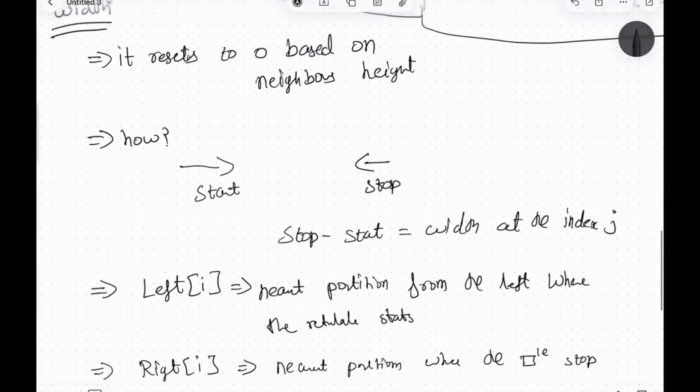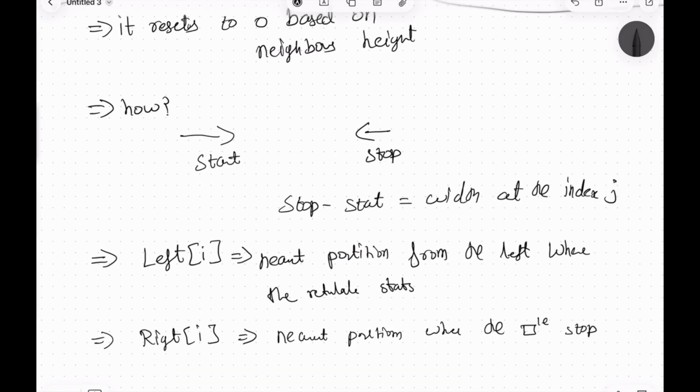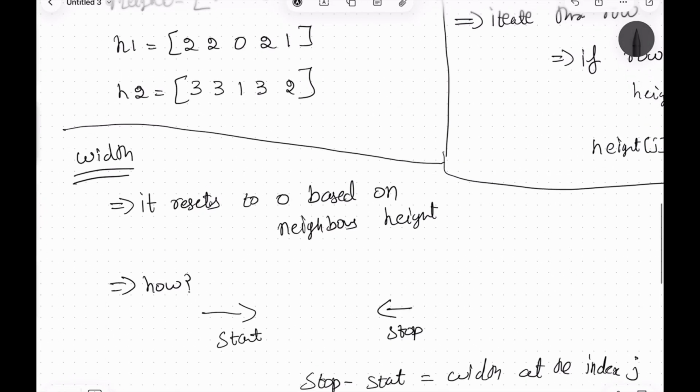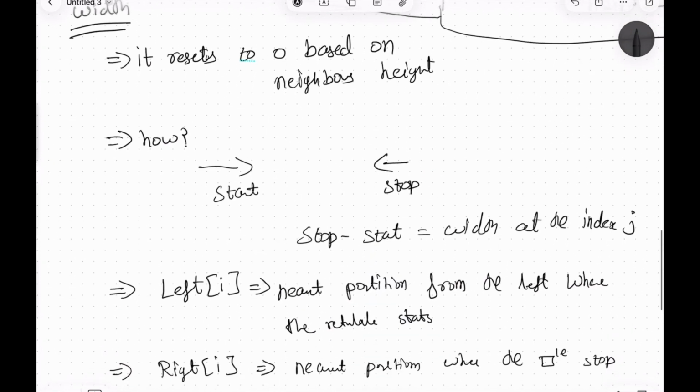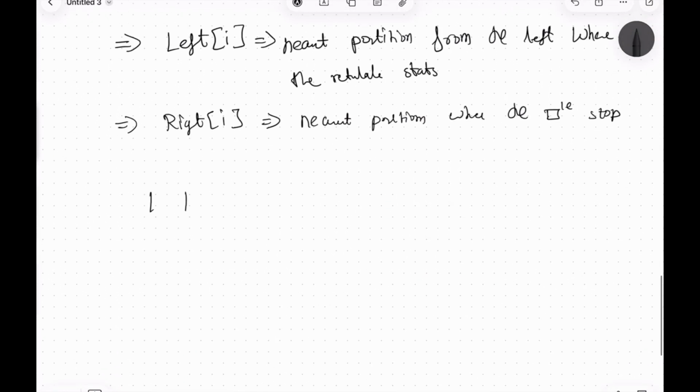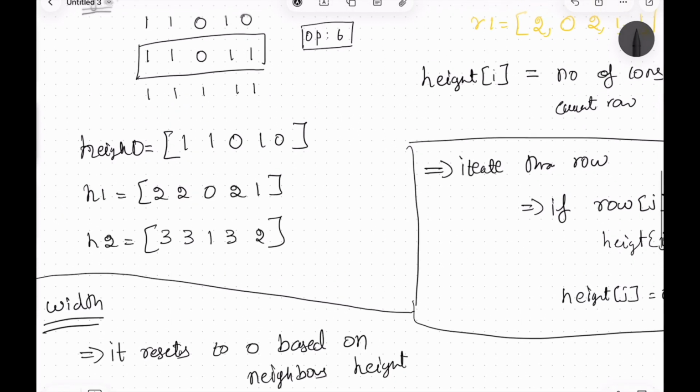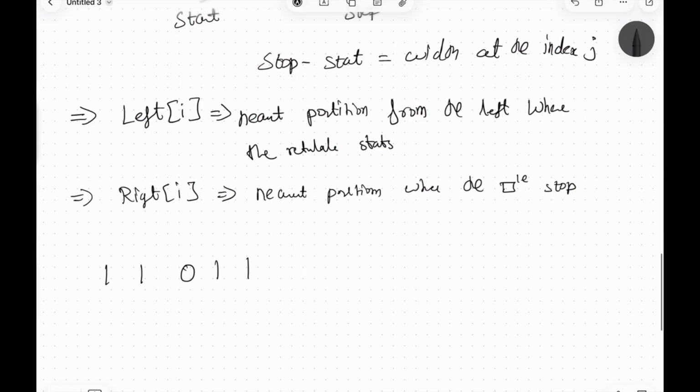So let us understand this. How are we finding the left of i and right of i respectively? For this, let us consider this particular row only, because for height and width we are processing them by row, right? So we have 1 1 0 1 1, right? So based on this we are calculating left.